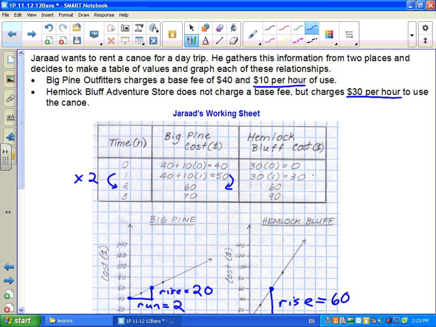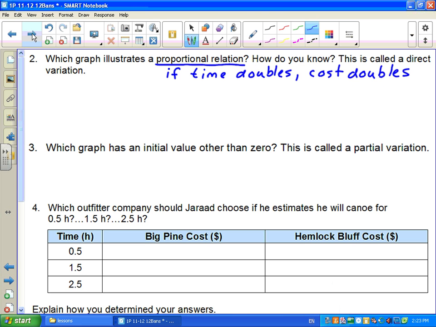Hemlock Bluff, we go from 30 to 60. So this one over here, it is doubling. So Hemlock Bluff here is the one that represents a proportional relationship. So if time doubles, cost doubles for Hemlock Bluff. How do we know? We know because when the time doubles, the cost doubles. And this is called direct variation.